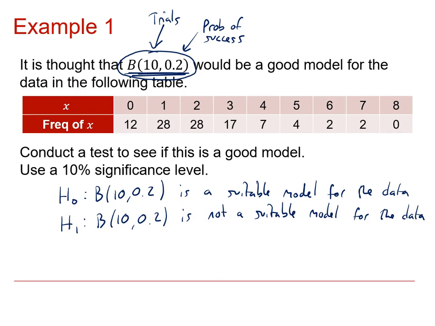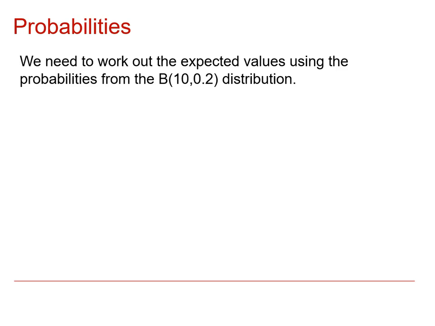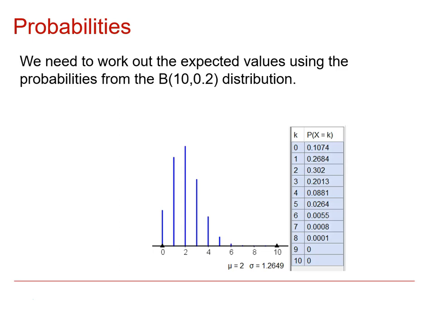Declare the significance level. It's already been done for us. And note that n is equal to 100. We can do that by adding up the frequencies quickly. So we need to work out the expected values using probabilities from this binomial distribution. We can get them from tables, or our calculator, or GeoGebra. Note that 9 and 10 to this level of accuracy is 0, so we don't need to worry about them.